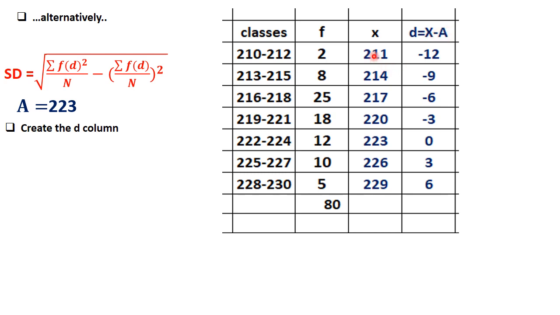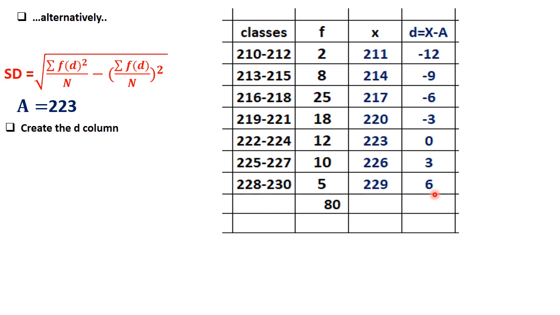Since we have the X's, we can subtract the assumed mean, like 211 minus 223 to get negative 12, 214 minus 223 to get negative 9, 217 minus 223 to get that, and on and on. And so the last answer will be 6 down there. Since the X's are such that to get the next X we're just adding 3, 11 plus 3 is 14, plus 3 is 17, plus 3 is 20, and on and on, these values are easy also to calculate. Since the first one was negative 12, we can just add 3. Minus 12 plus 3 is minus 9. Minus 9 plus 3 is negative 6. Minus 6 plus 3 is minus 3. Minus 3 plus 3 is 0. Plus 3 is 3. Plus 3 is 6.